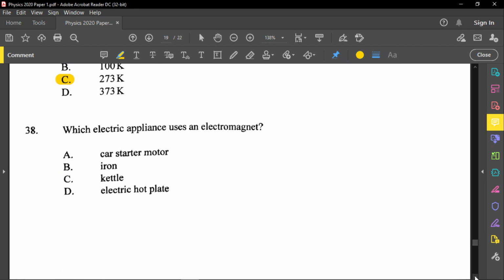Now, 38. For question number 38, they said, which electric appliance uses an electromagnet? All right, so let's jump into it. Electromagnet, a car starter motor. Yep, this is our correct answer right here. Electric iron, no. In an electric iron we use things like a thermostat and so on, or a bimetallic strip. So that's definitely not it.